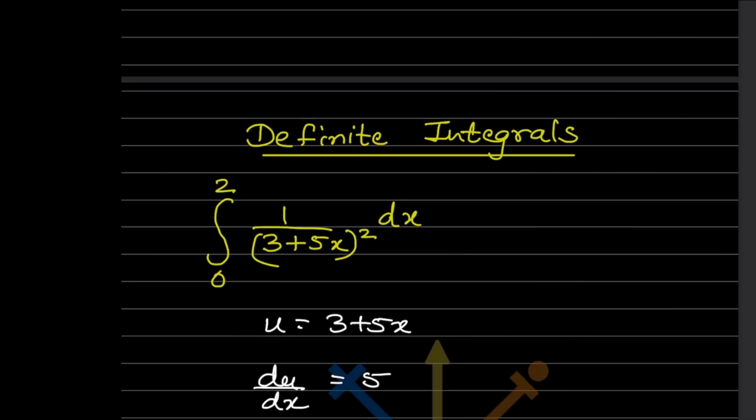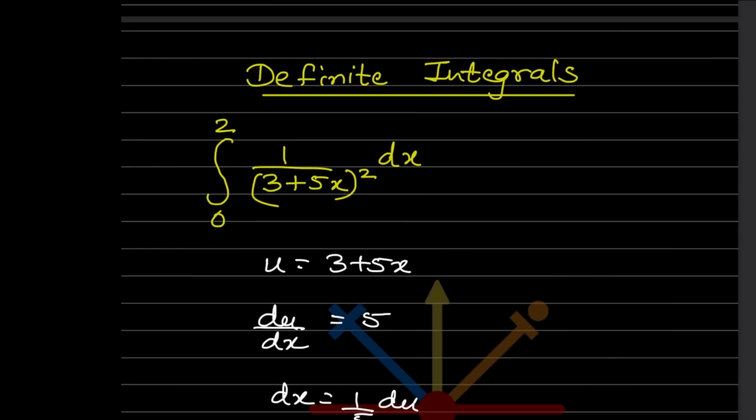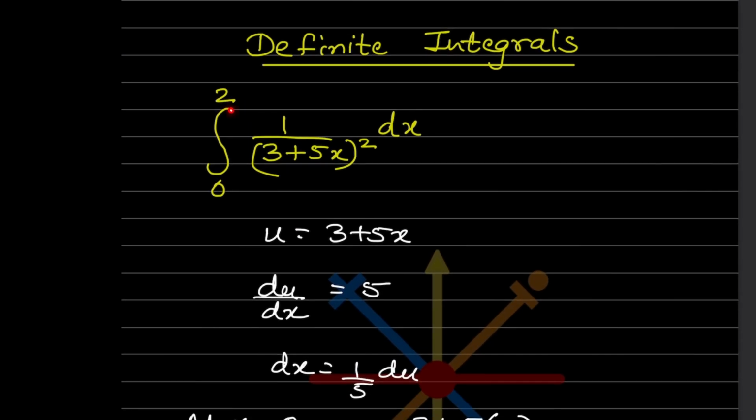So that we have seen for the indefinite one. Now let us see for the definite integral. You know the definite one, only what is this? Here it goes from here. Now suppose this is from 0 to 2 of 1 by (3 plus 5x) raised to 2 dx.